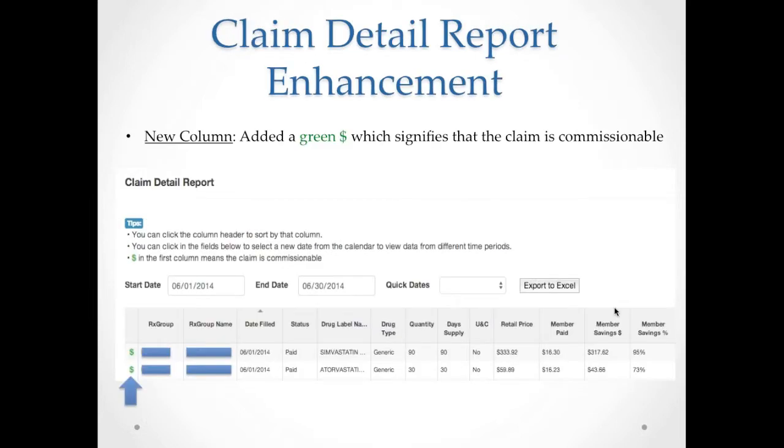Another enhancement that we made is to the claim detail report. We added a new column on the far left-hand side, you'll see, and we added a green $ sign, which signifies that the claim for that particular claim is commissionable. So if we look here for this particular group's claim details, we looked at June 1 to June 30.